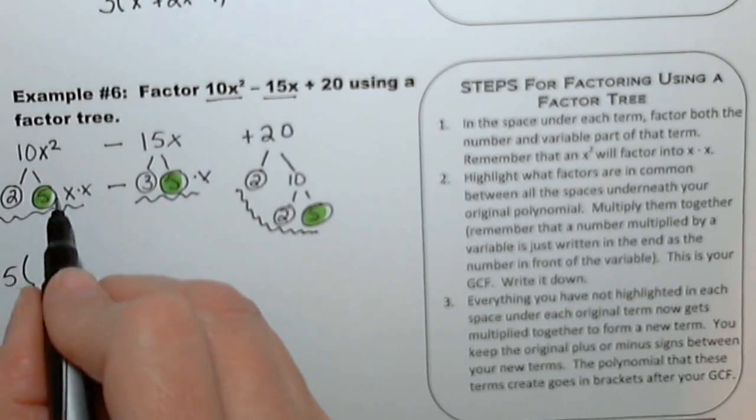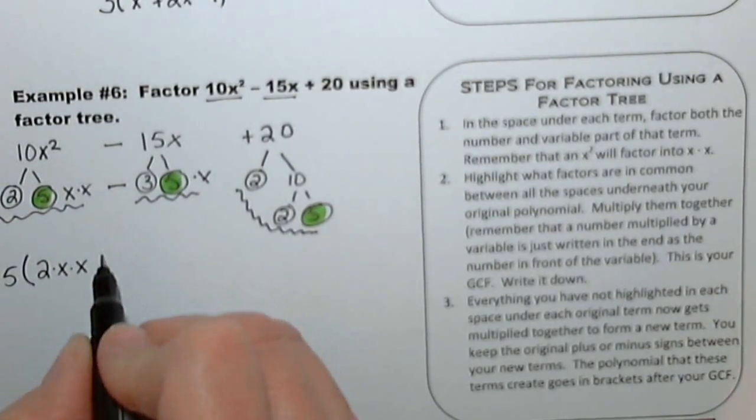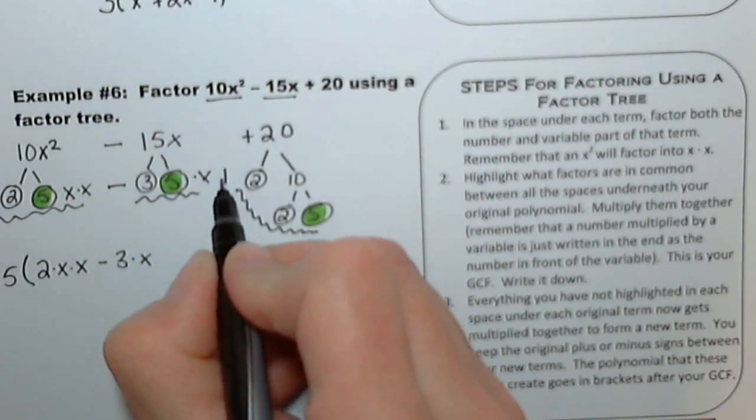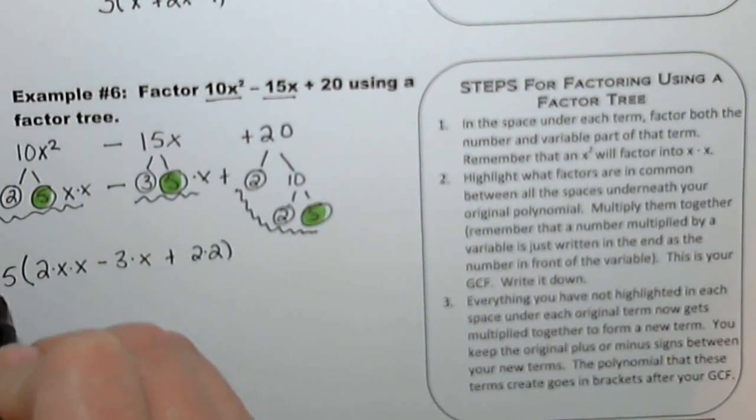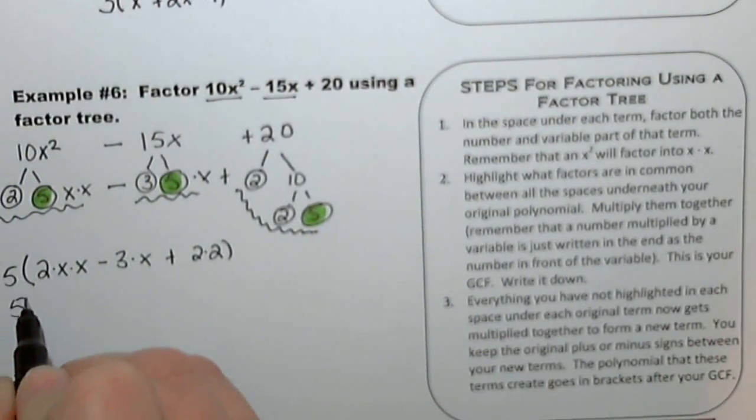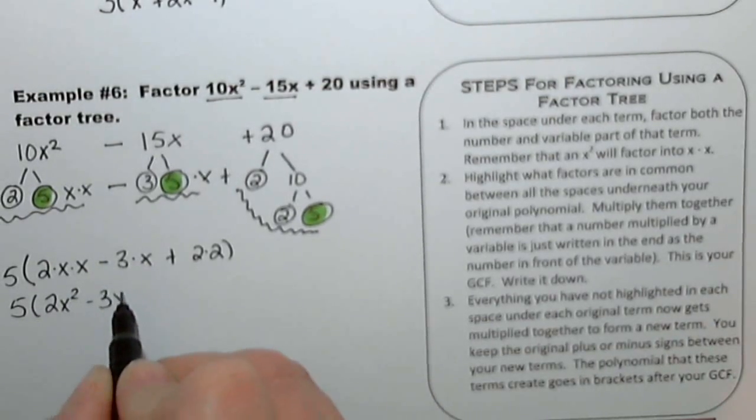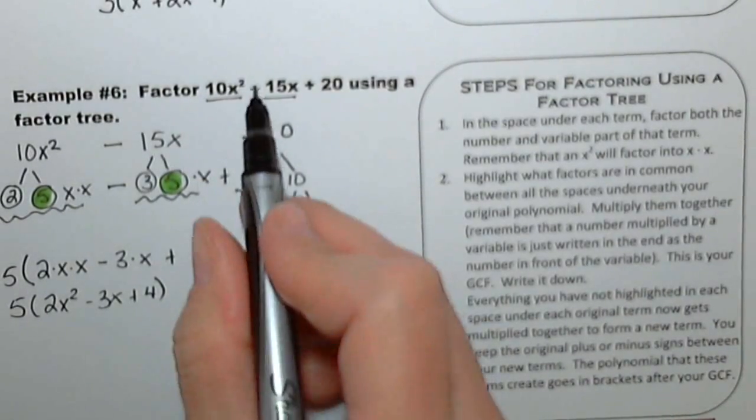Put a bracket. What do I have left? In my first term, I have a 2 times an x, then a minus sign, then a 3 times an x. Oops, let's drop that plus sign down there. Plus a 2 times a 2. And then your last job is just to simplify those. 5 times 2x squared minus 3x plus 4. So this is the factor of that.